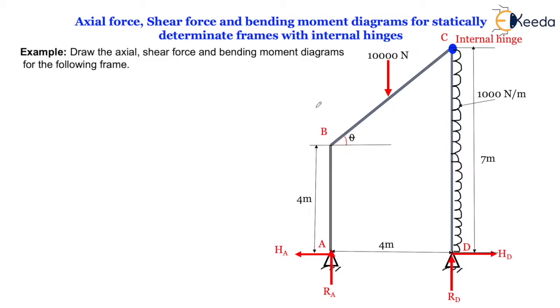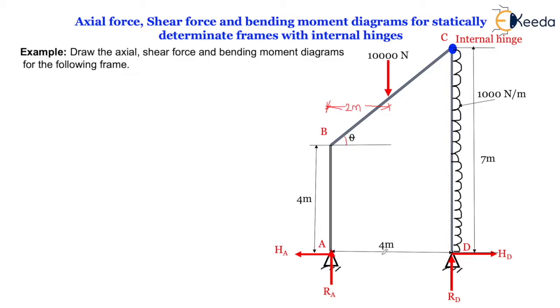Now this particular distance is 2 meter. This distance is 2 meter, and this remaining distance also 2 meters. So when you see, it is acting exactly at the middle point.